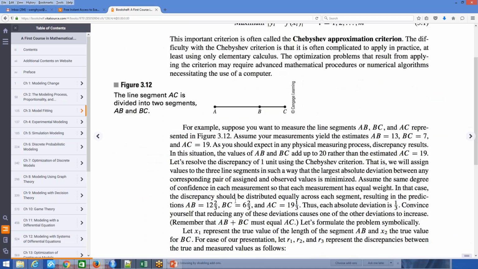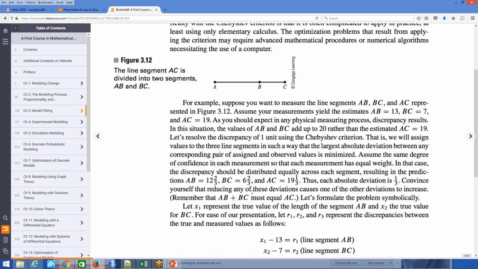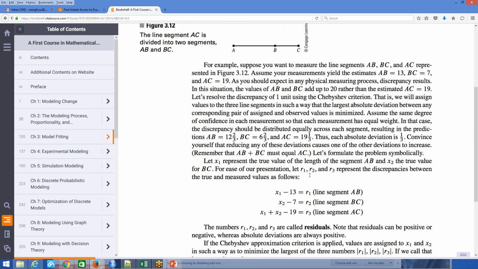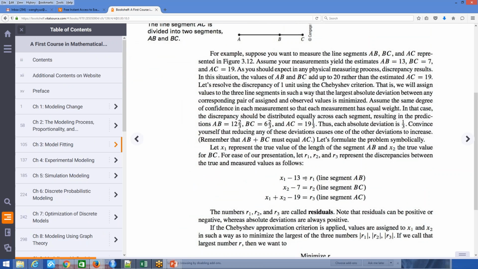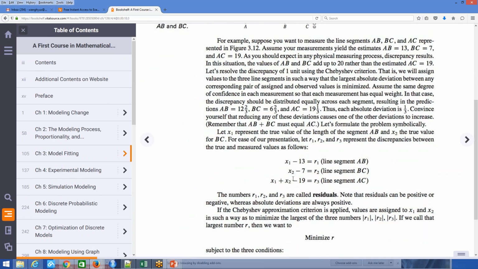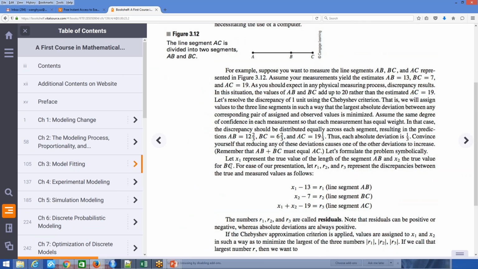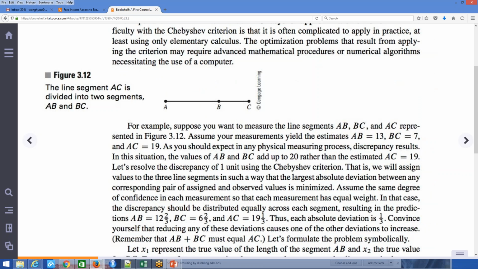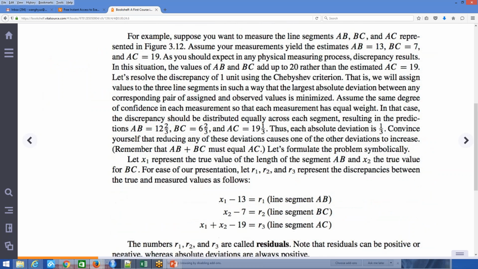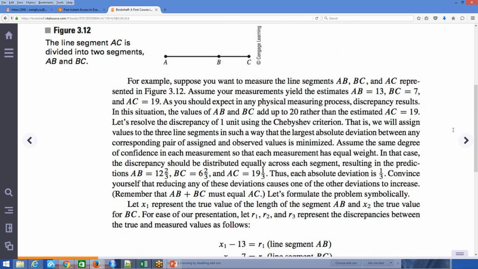So in this example, the basic idea was that you want to measure the line segments of AB, BC, and AC. Not sure if you guys can see it. Represented in the figure 3.12, right?